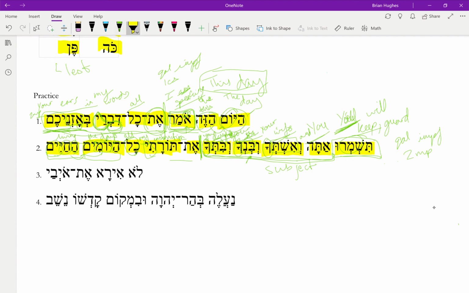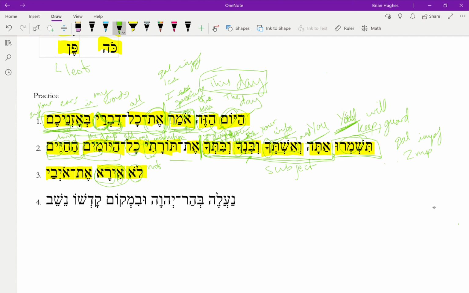Okay, number 3, lo ira et oyevai. So lo is not, ira. We have a prefix we recognize in this aleph, and then we have 3 consonants, yod, resh, aleph, which is to fear or be afraid.